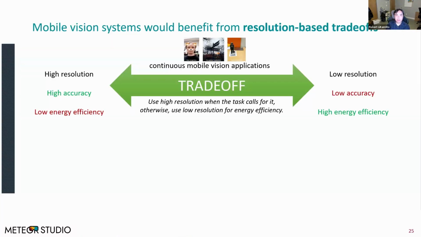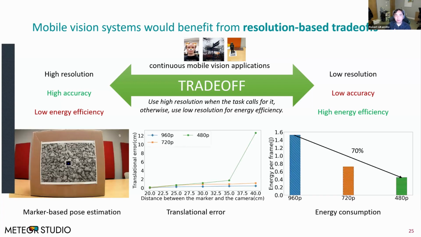And so when you're trying to do things like tracking with these continuous mobile vision applications, you can do so with high resolution sensors, and thereby have high accuracy. But the problem with dealing with a high resolution image, a high resolution frame, is that there are many, many pixels in there. And so everything from trying to even just save those pixels temporarily in your DRAM is a very expensive process. Meanwhile, you could deal with a lower resolution sensor, lower resolution data. You'd have less accuracy, but you wouldn't be using as much energy because there's less data to throw around. And so we were looking at this back in 2019 with marker-based pose estimation.